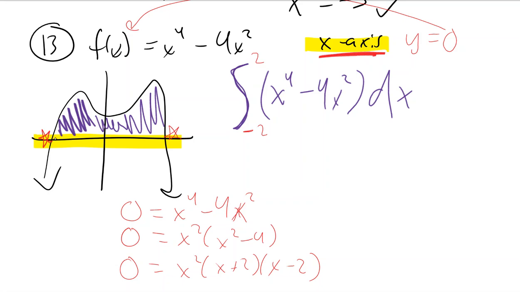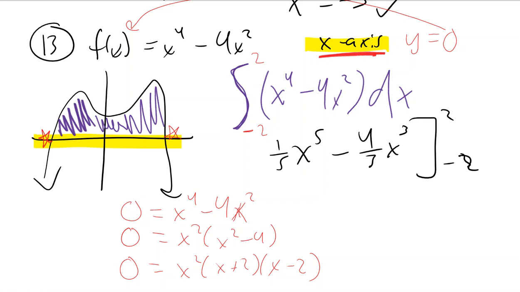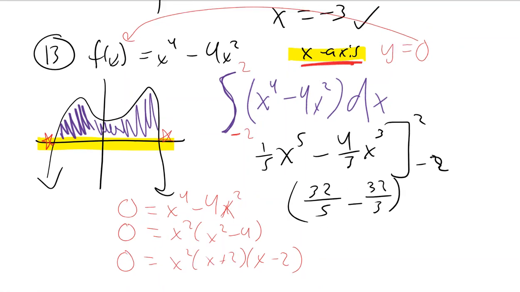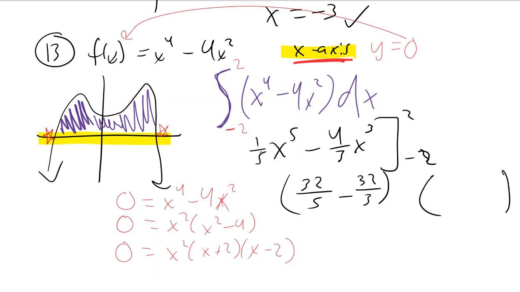So sometimes you have to do that extra legwork to figure out what the bounds are going to be. It's where those intersect. But then from there, raise the power by 1, divide by the new power, raise the power by 1, divide by the new power, evaluate from 2 to -2, so plug in 2 the first time, plug in -2 the second time, subtract those, so this ends up being added.